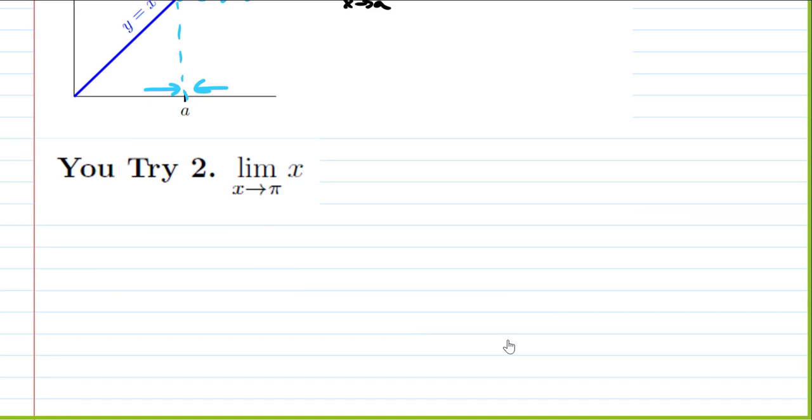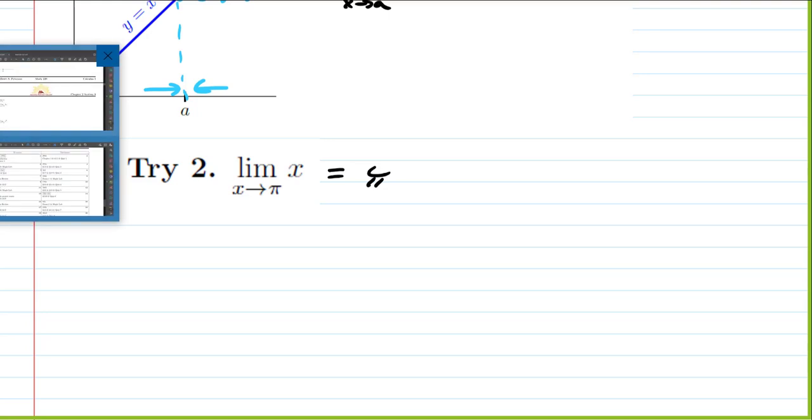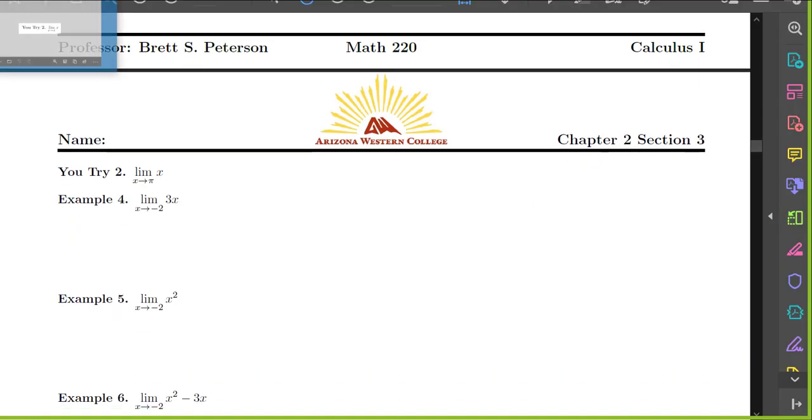So the limit as x approaches pi of x is going to be what the limit approaches, so we're going to get pi. So the limit as x approaches pi of x gives us pi. Well, now that we know what the limit is for x, we can use all of the properties that we talked about to actually find the limit of any polynomial. So let's do a couple of examples to illustrate that idea.